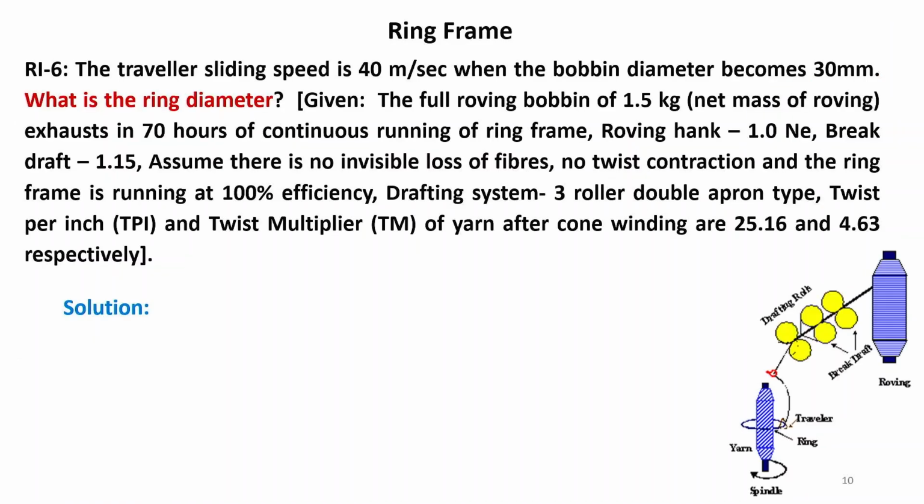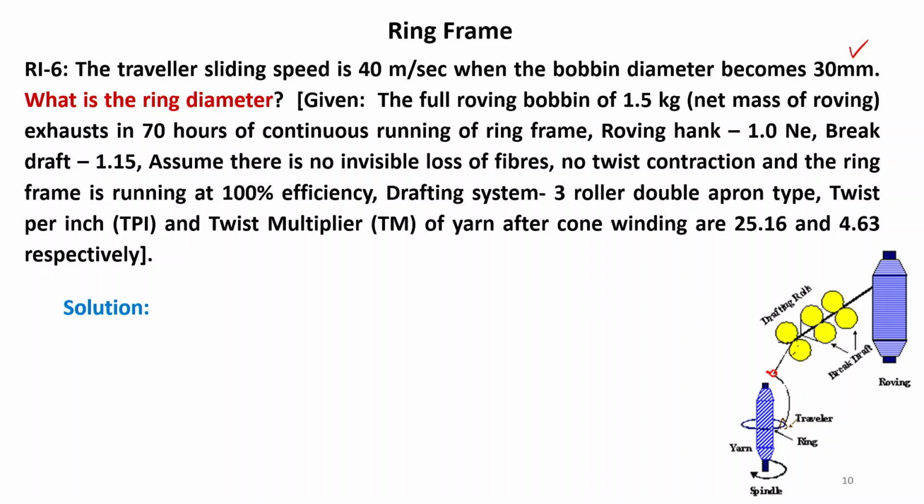Now, next numerical. The traveler sliding speed is 40 meter per second when the bobbin diameter becomes 30 millimeter. What is the ring diameter? So, the ring diameter has to be calculated.